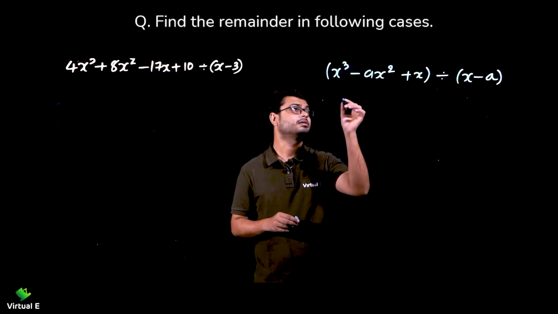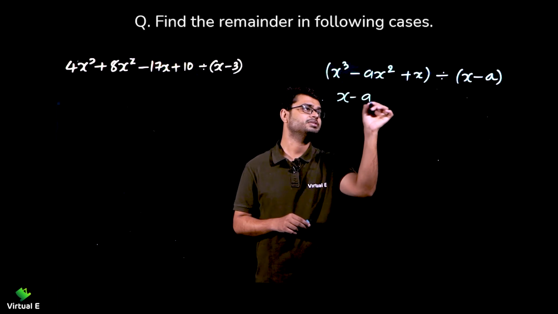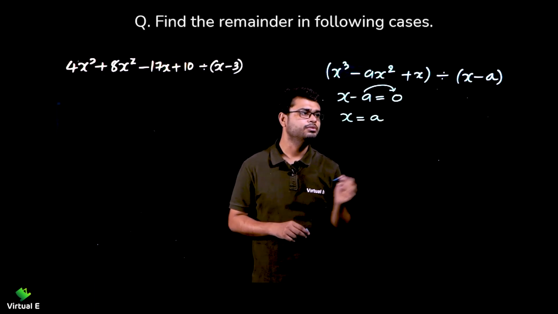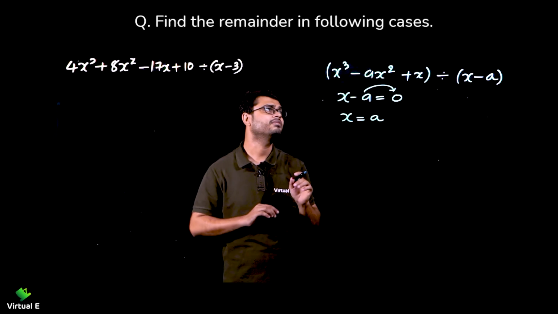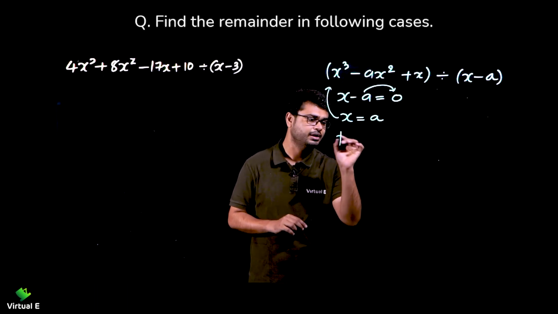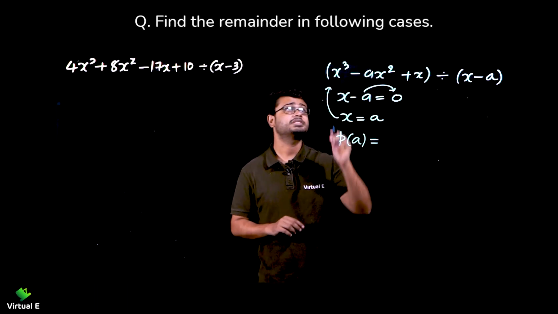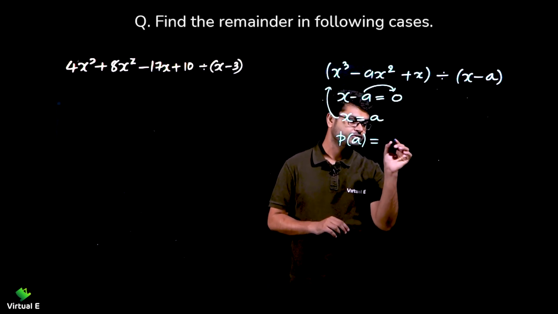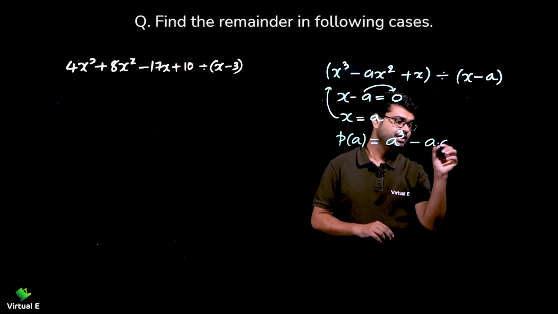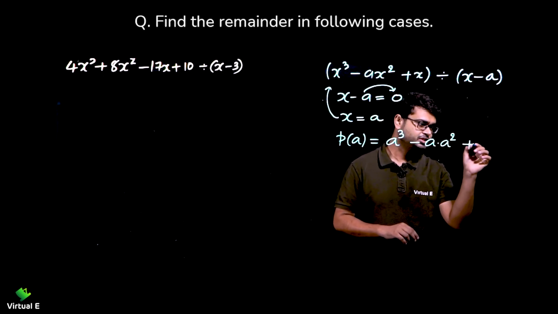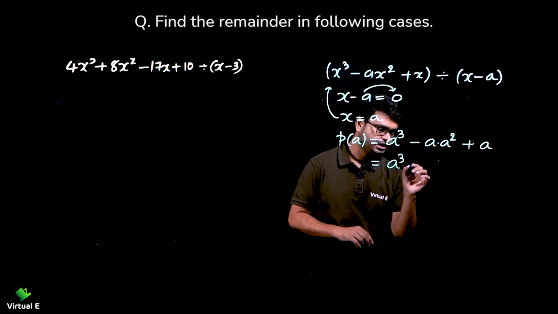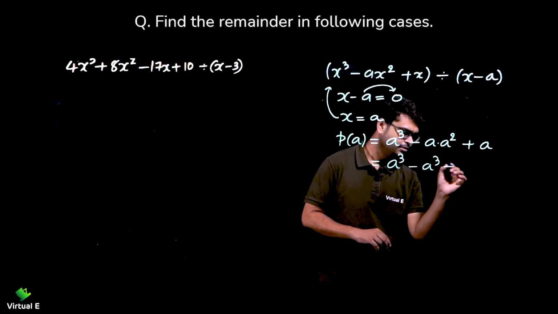So, let's start. Here, first we'll start with x minus a is equal to 0. Let's shift over here. So, x is equal to a is the value of x. Now we are going to substitute this value into this polynomial. Let's say here p(a), and wherever we see x, we are going to replace it with a. So x cube, I can write a cube, minus a into x square, so what will I write? a square, plus, instead of x, a will be there. So a cube, a into a, that's minus a cube plus a.